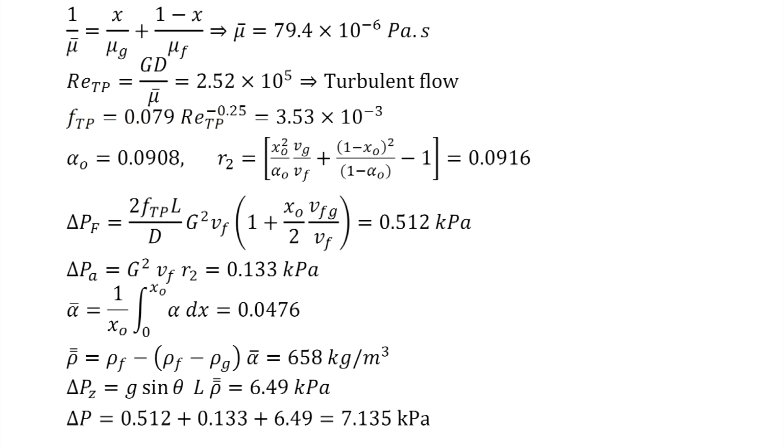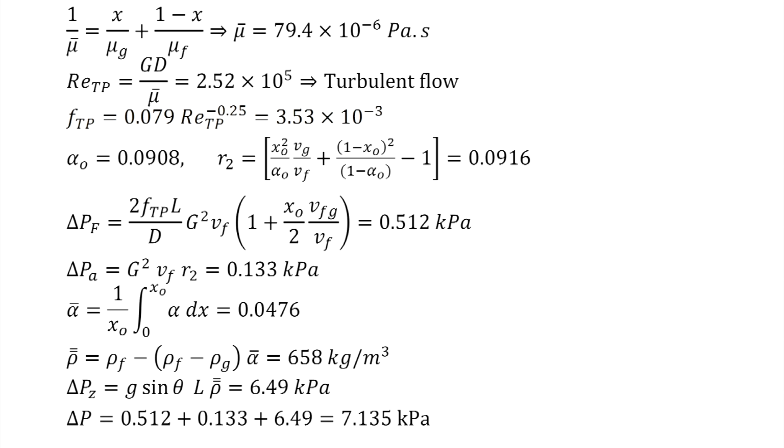Then mu bar is calculated and Re_TP is calculated and it is turbulent flow. So, using Blasius correlation we get the friction factor, and alpha_O we get from the expression for the drift flux model. We get the C0 and V_Gj and substitute and then get alpha_O corresponding to x_O, which is 0.0908, and then we substitute it in R2 and we get R2 equal to 0.0916.